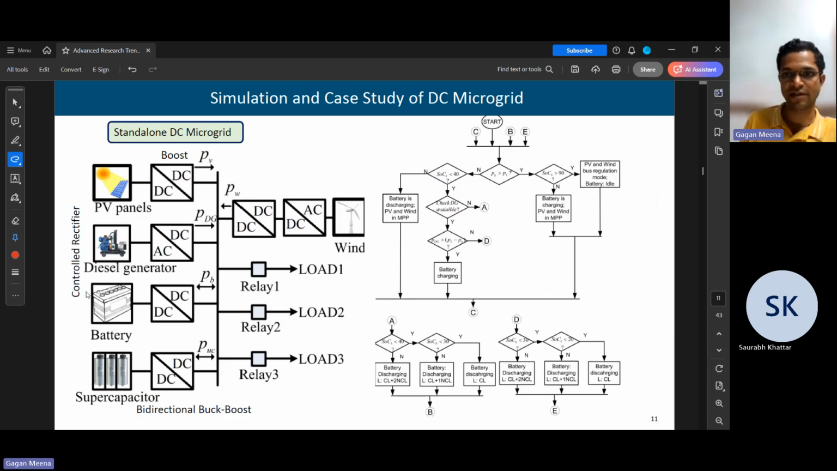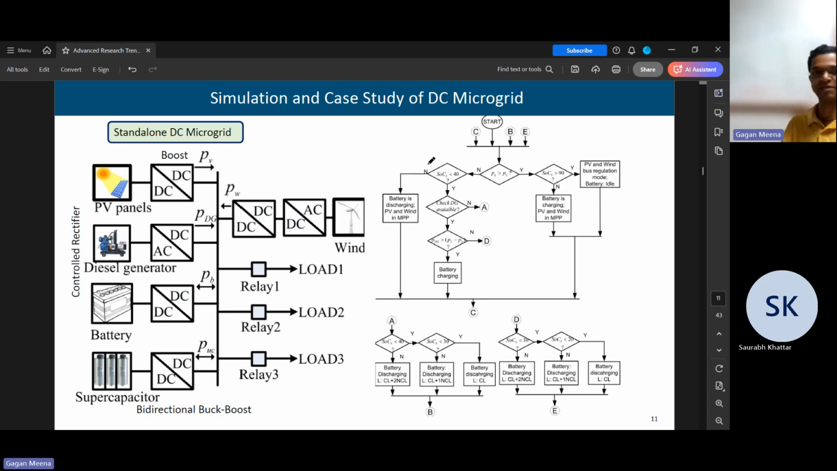Now this is the example of a simulation of a DC microgrid. Previous one was AC. Now we are moving on to the DC microgrid. Here it's a standalone DC microgrid. We can say it is operating in the isolated mode. It's not connected to the main grid. It's one village, and it is completely being supplied by the distributed generators, the diesel generator, all the distributed generators as well as storage.